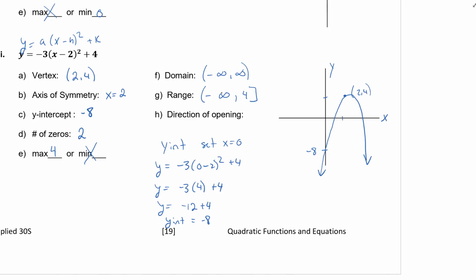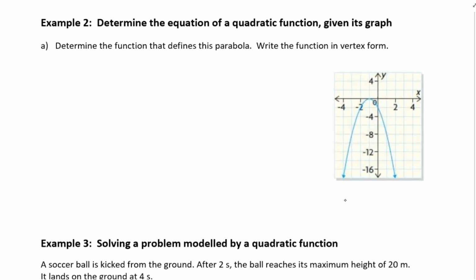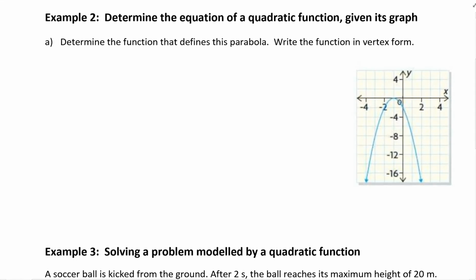All right, let's take a look at a different type of example. Example 2 says: determine the equation of a quadratic function given its graph. So very similar to what we did with the factored form, but now we want to know what this would look like in vertex form. I always start by writing out the vertex form and then plugging in what I know.